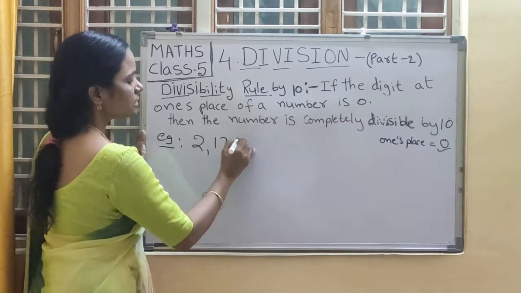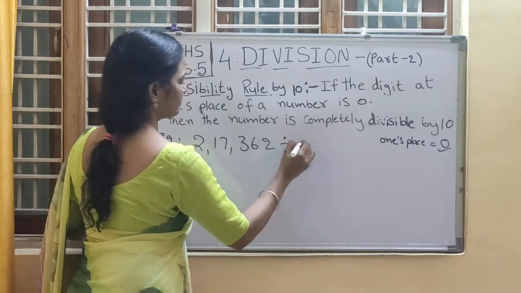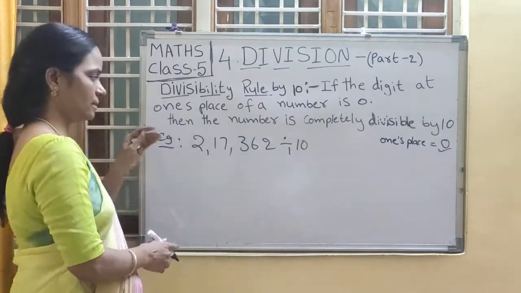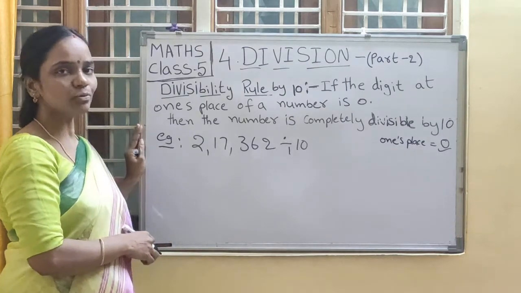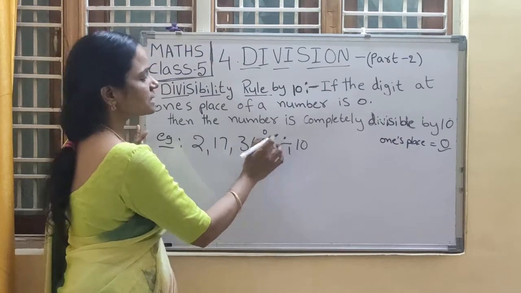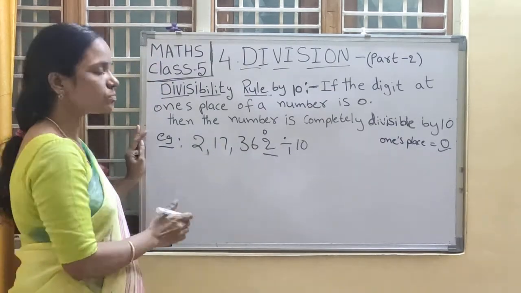2,17,362 divided by 10. Is this number completely divisible by 10? What we have to do? Very good, check the digit at ones place, that is 2. It is not 0, so it is not completely divisible by 10.